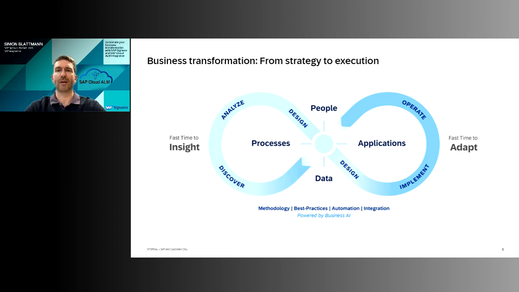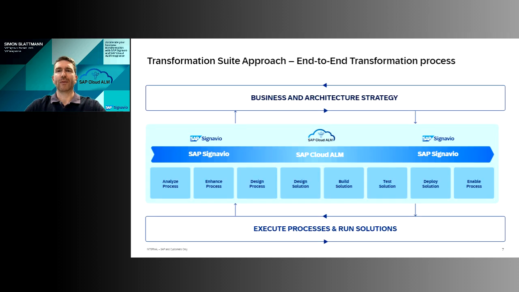the process management, or how to get from fast insight to fast time to adapt. We typically start with a discovery phase, then an analysis phase, then a design phase on the processes, then a solution design happening in the ALM tool, then the new processes are implemented in the solution, and then they are deployed, operated, and people are enabled. All this happens along the four dimensions: the people dimension, the application dimension, the data dimension, and the process dimension.